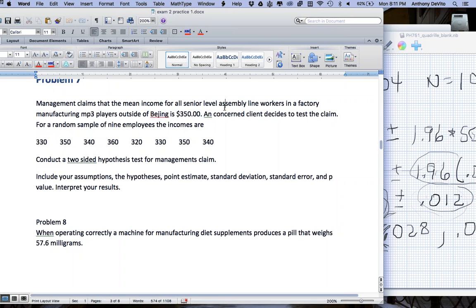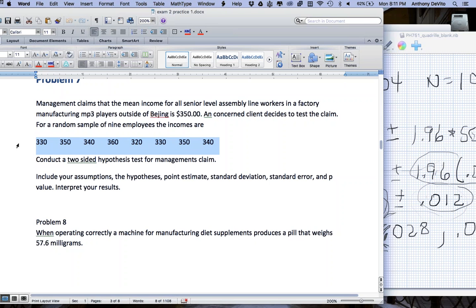Okay, $350. A concerned client decides to test the claim for a random sample of 9 employees. He wants to know whether or not the true average salary that those employees in that factory are making is equal to $350, or is different than $350. I just said different, right? So we want to compare whether or not the mean salary for people in that population of employees is different than 350. So let's set up a hypothesis test.